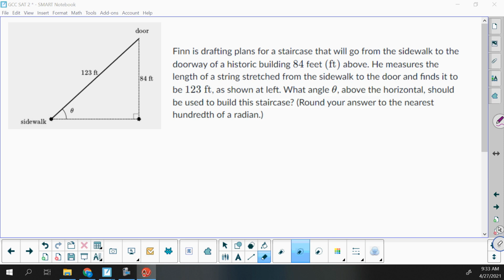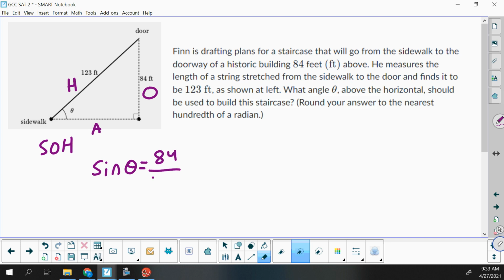So we want to find the angle. From the theta, this is our opposite. This is our hypotenuse, that's our adjacent. So we have numbers for opposite and hypotenuse, so we want to think sine. So sine of theta equals our opposite of 84 over the hypotenuse of 123.